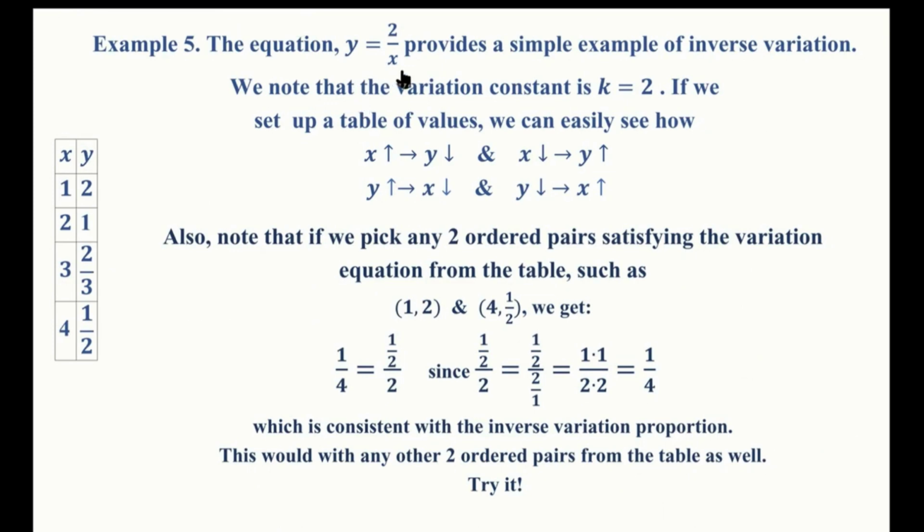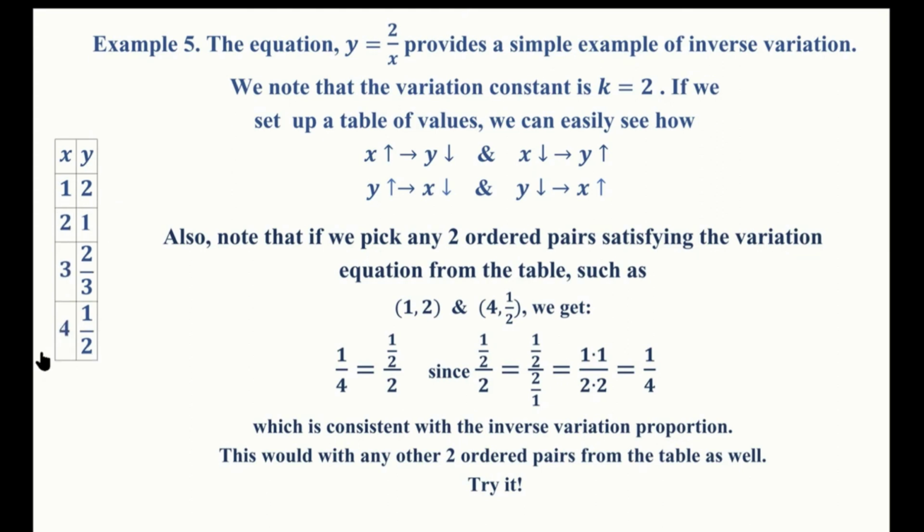Here's a classic example when it comes to inverse variation, y equals 2 over x. If you look at the table, let x increase from 1 to 2 to 3 to 4. Look at the corresponding values of y. If x is 1, you get 2 over 1, so it's 2. When x is 2, y is 2 over 2, which is 1. When x is 3, y is 2 over 3. When x is 4, y is 2 over 4, which is 1/2. Notice x values are increasing. What's happening to the y values? The corresponding y values are decreasing.